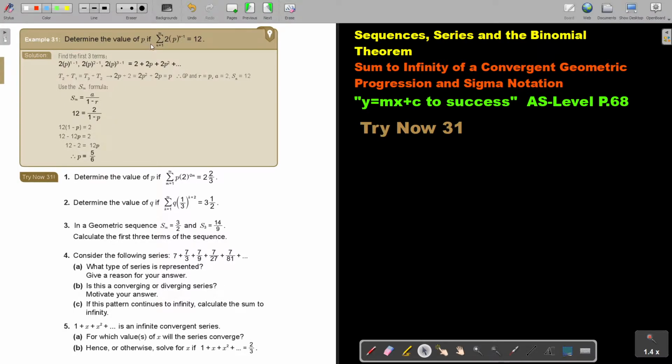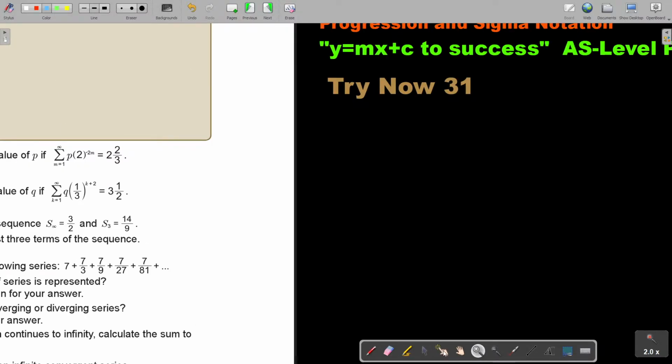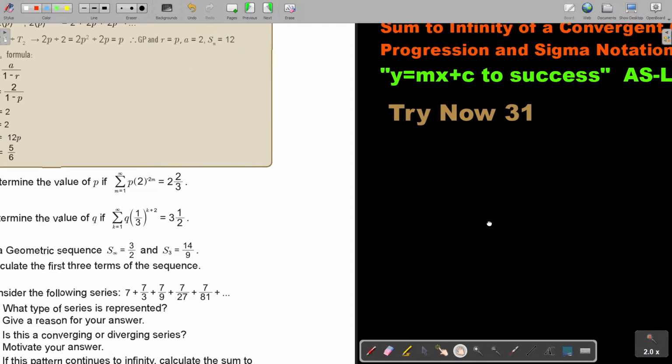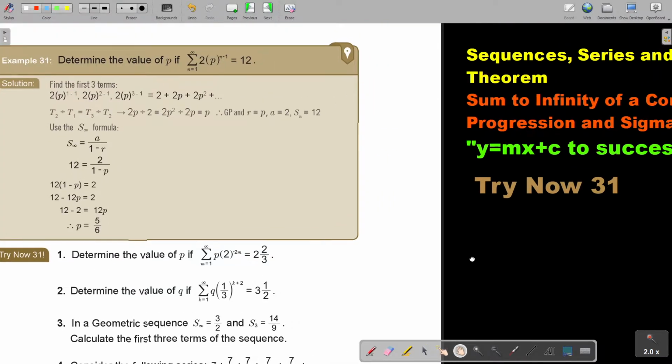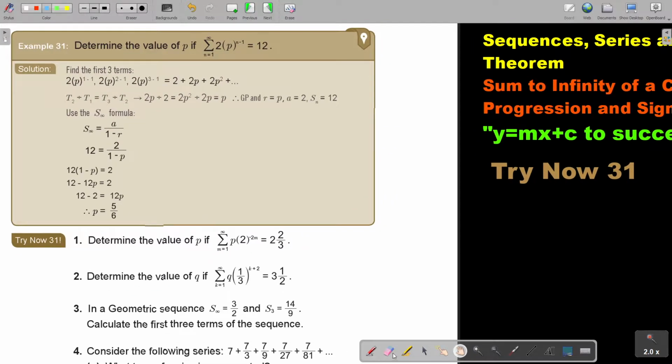Determine the value of p, and I'm going to make it a bit bigger. Determine the value of p if this sum will be equal to 12. So I'm giving you the answer, I'm giving you this s to infinity.